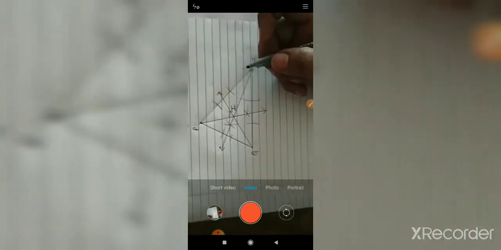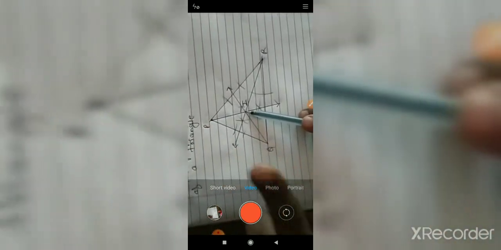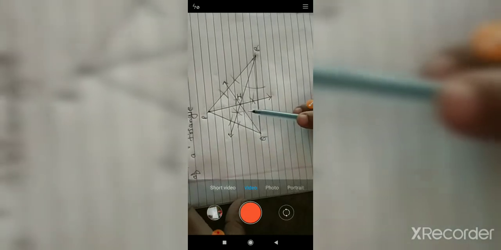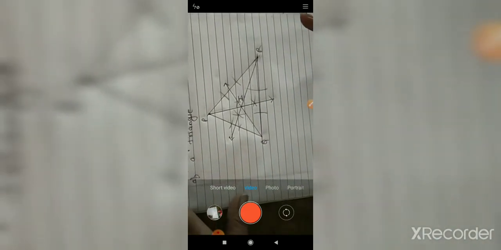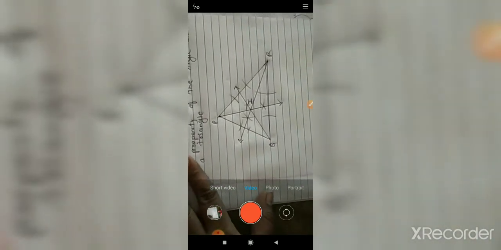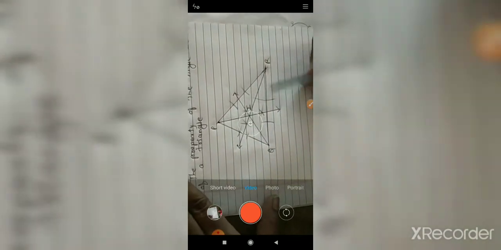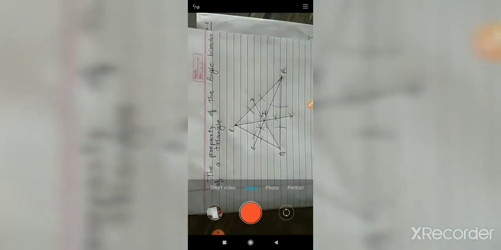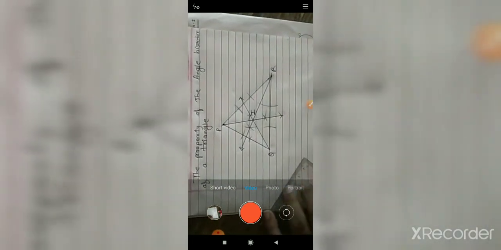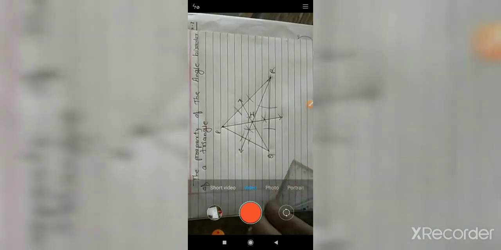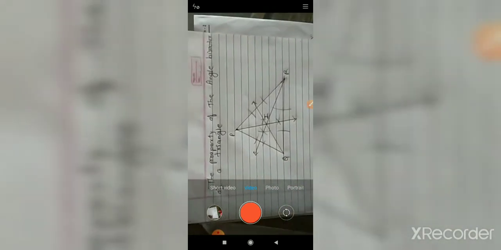If these angle bisectors are passing through a single point, then only your construction is correct. Otherwise your construction is wrong. Just rub the figure, draw it again and complete it. Now in my figure, these angle bisectors are passing through a single point. That's why the construction is correct.